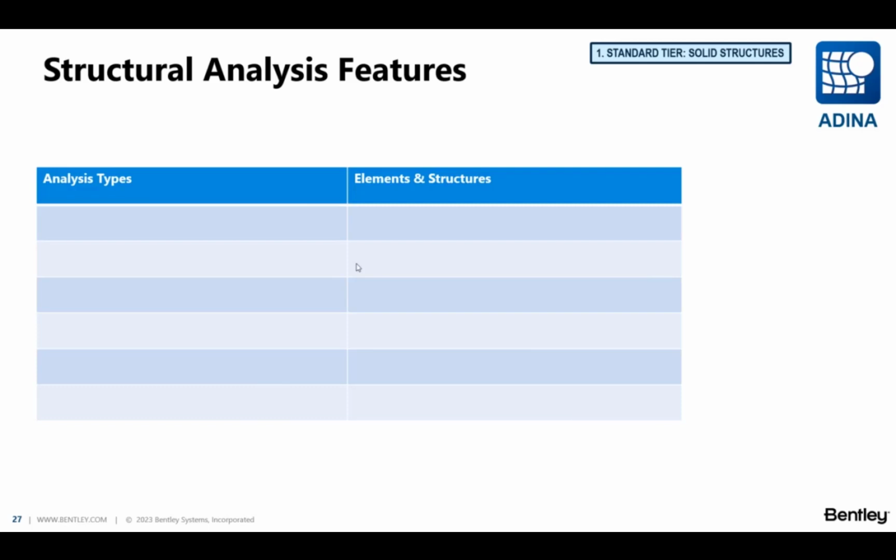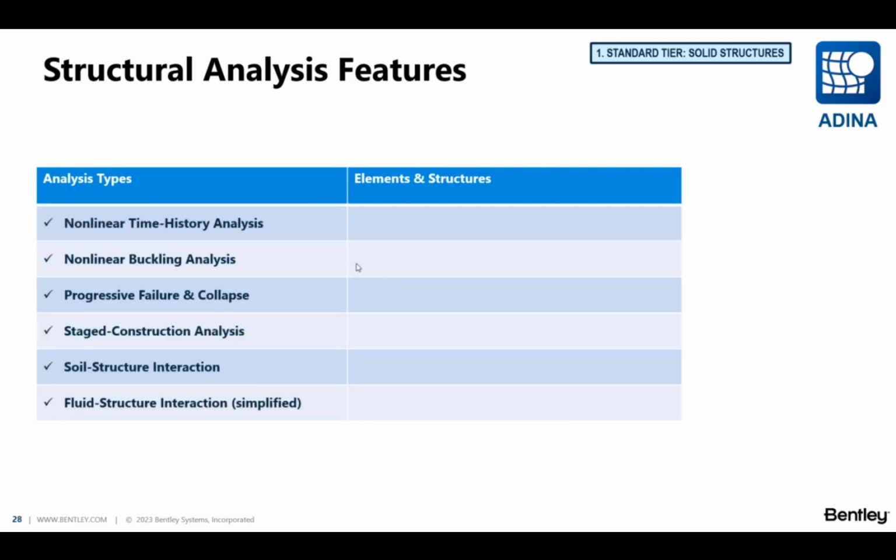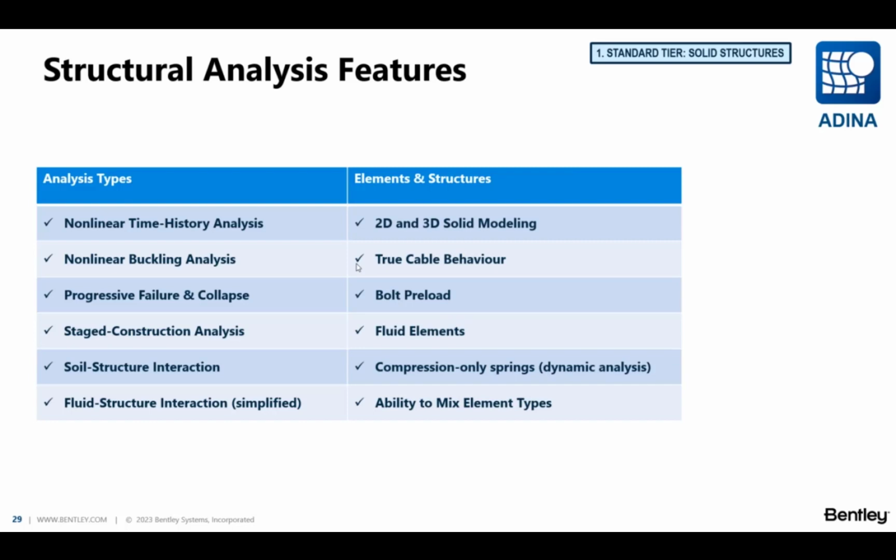And now we're going to list just a few structural analysis features, and I'm going to be showing after the slides animations and examples on all of those. So we now have available, in addition to the already great capabilities in STAAD.Pro, some additional possibilities, like nonlinear time history analysis, nonlinear buckling, progressive failure and collapse, stage construction analysis, soil structure interaction, or that simplified fluid that I mentioned before. And we also have additional element types and things that we can do that perhaps in STAAD, this means an enhancement for STAAD.Pro users.